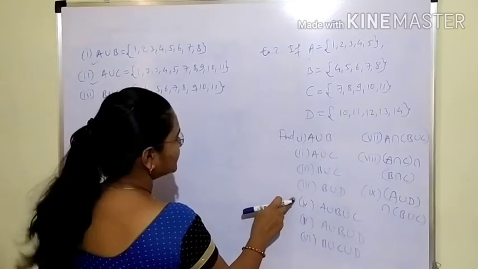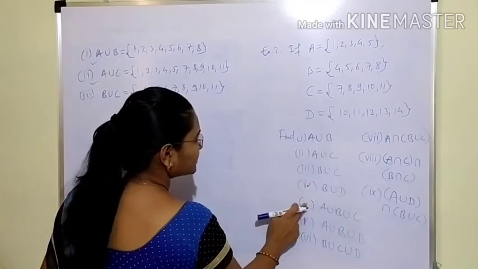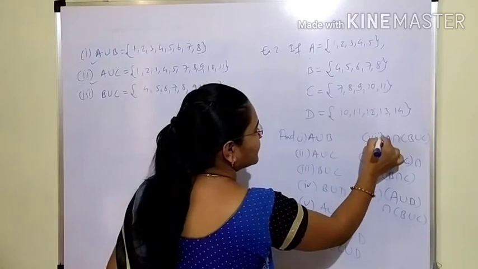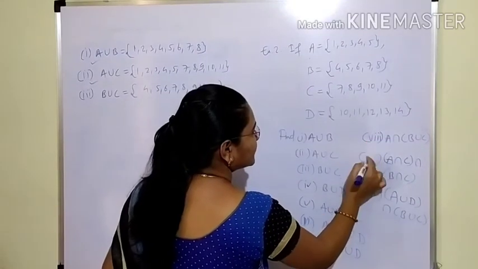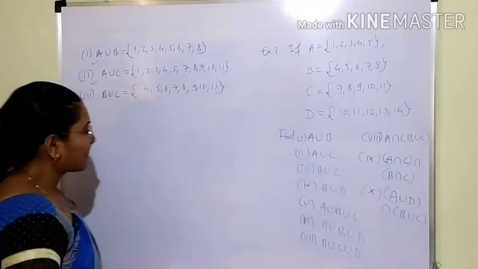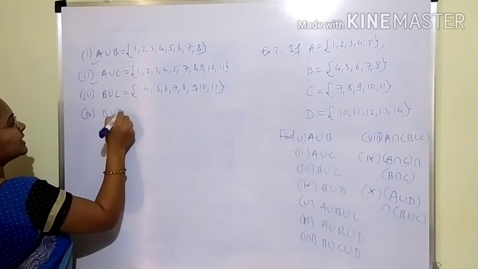Fourth, sorry, here by mistake I have written writing. Fourth, this is 5th, 6th, 7th, 8th, 9th, and this one 10. Okay. So the fourth one, B union D.